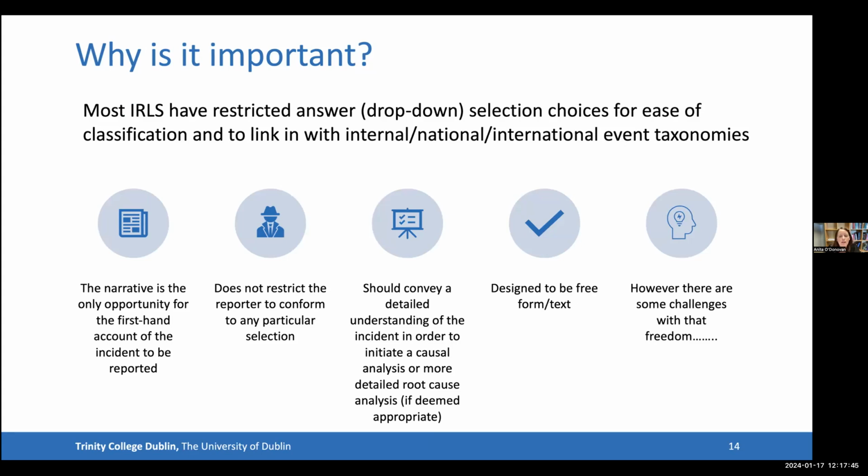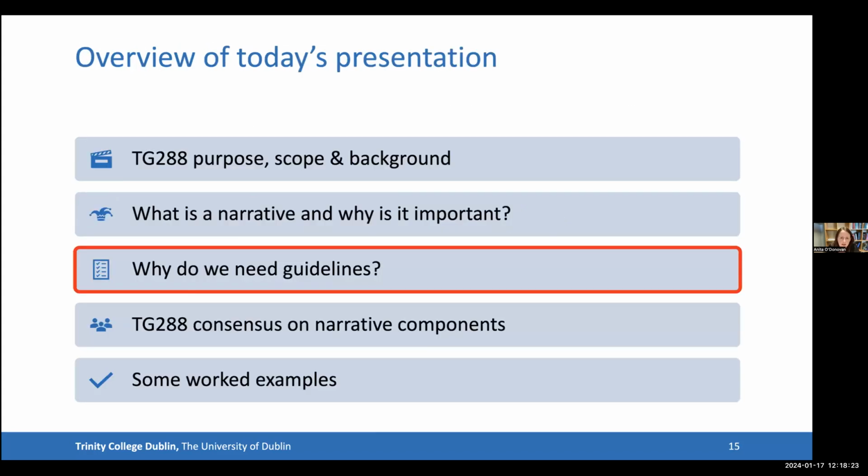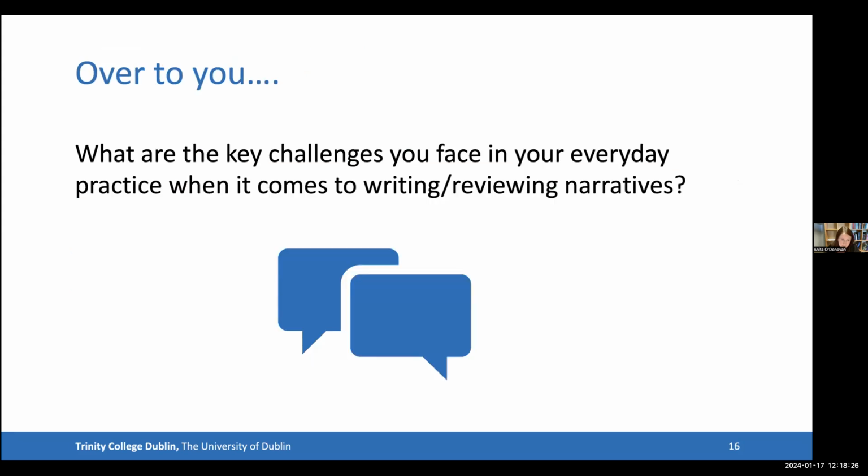It should convey a detailed understanding of the incident in order to initiate that more important causal analysis, or indeed a more detailed root cause analysis as appropriate to the level of the incident. They are designed to be free form and obviously textual. And again, we are suggesting headings that you may or may not include, but our examples are very much in a free text format as well. And there are some challenges, of course, with the freedom that we've traditionally had in the narrative section of incident reporting and learning systems, which is, again, another reason why we convened this task group.